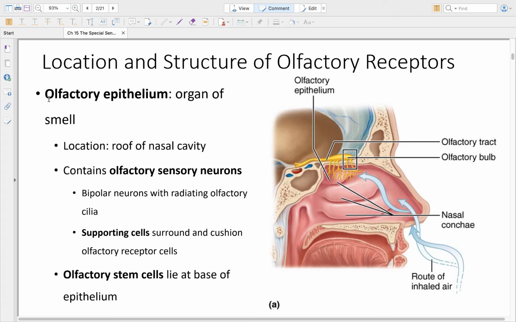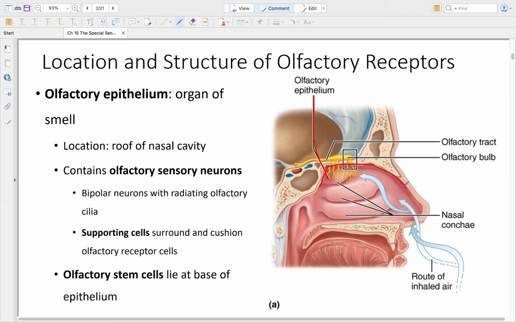Now, the olfactory epithelium is the organ of smell. And let me just show the olfactory epithelium way down here. So that's olfactory epithelial tissue located at the roof of your nasal cavity. So that's your nasal cavity roof, right?